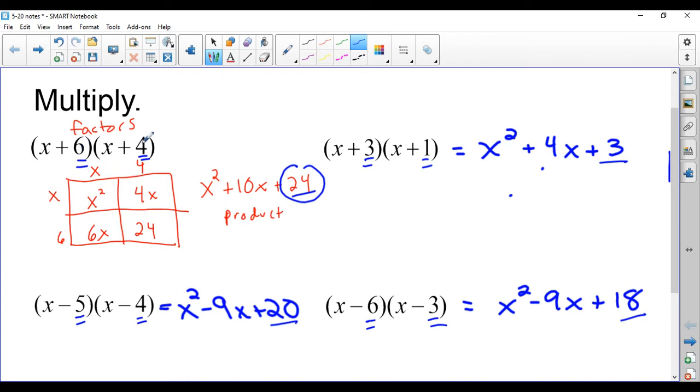I multiply 6 times 4 to get 24. 3 times 1 to get 3. Negative 5 times negative 4 to get positive 20. Negative 6 times negative 3 to get positive 18.